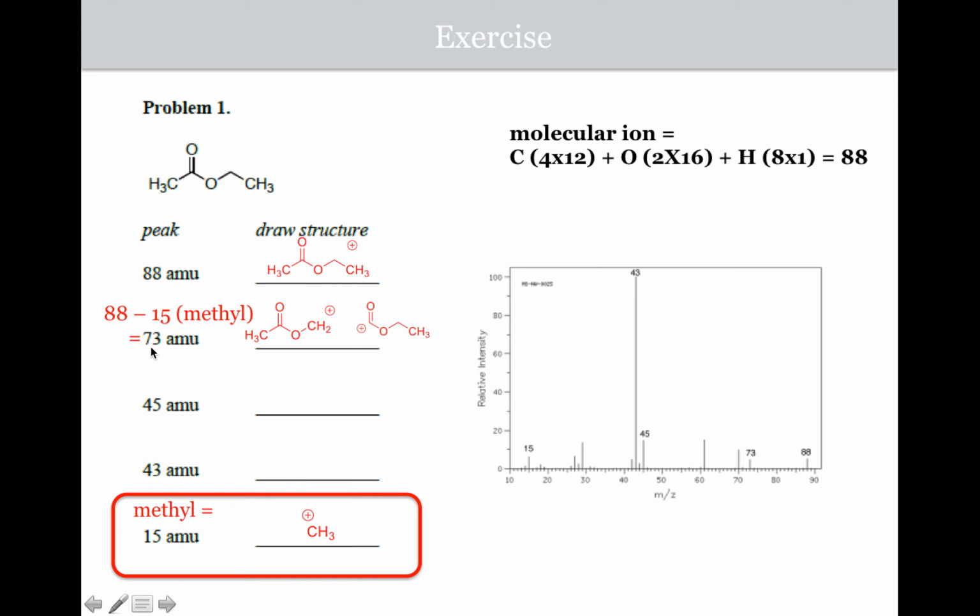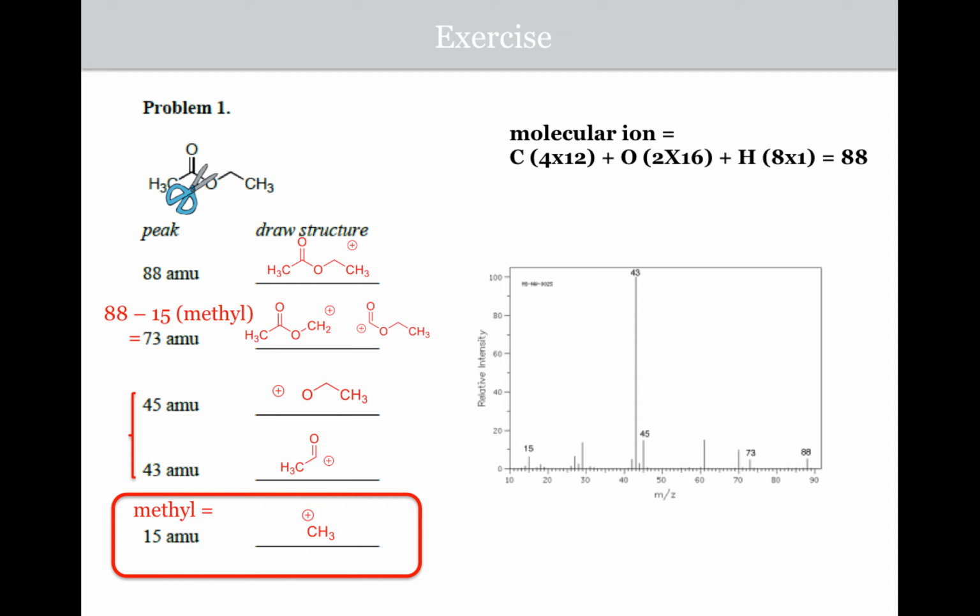Then I look for the difference between 73 and 45. The difference from here to here is 28. That can be a carbonyl group loss. So this bond here is broken and it's left with the ethyl group and oxygen. And from here to here, the loss is 30. What happened is this group was lost in this fragment and it's left with the acetyl group with the 43 mass. This is how you start your exercises.